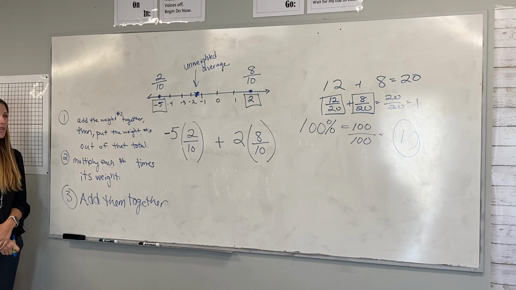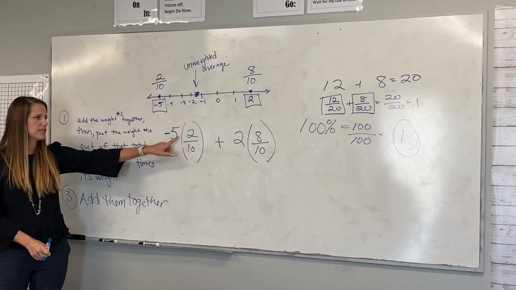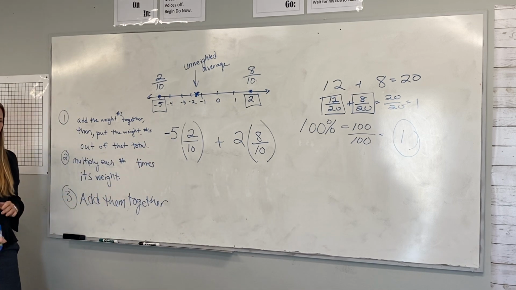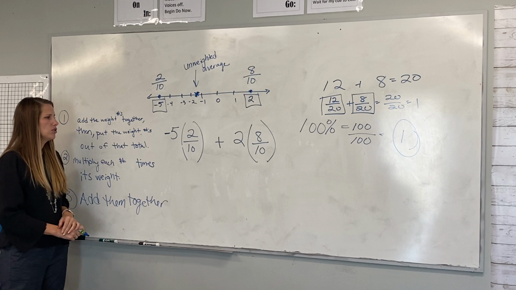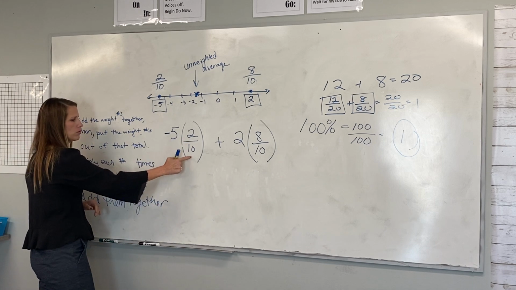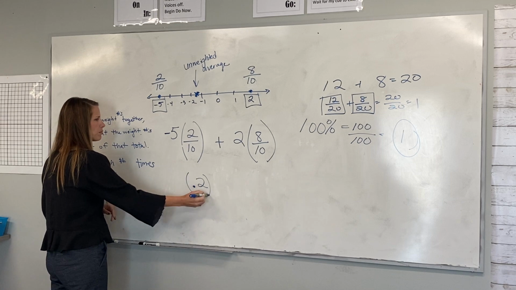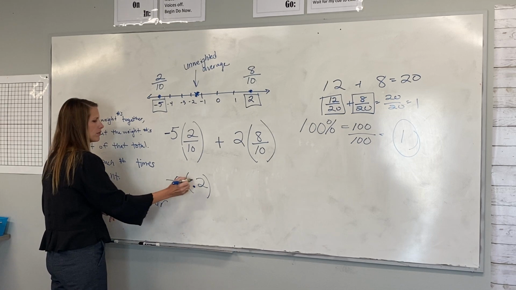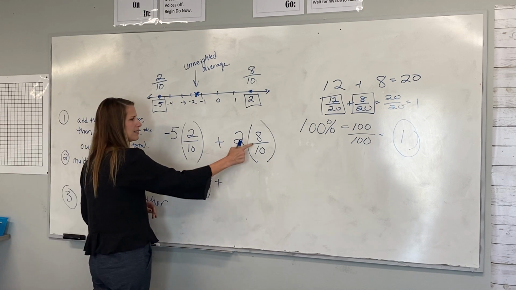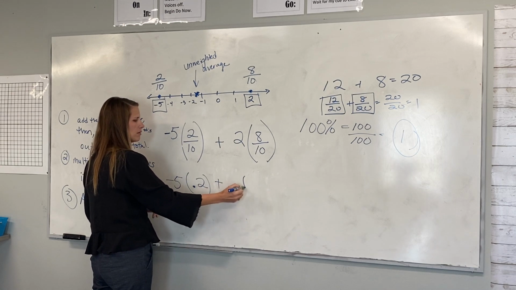Now, the way that I like to rewrite this is because this is out of 10, this will be super easy to do on a calculator. You could simply just write 2/10 as 0.2, right? And multiply that times -5. And then 8/10, how could we write that as a decimal?